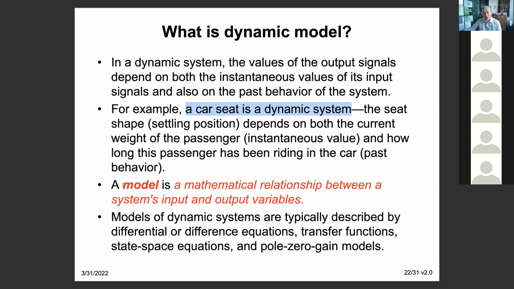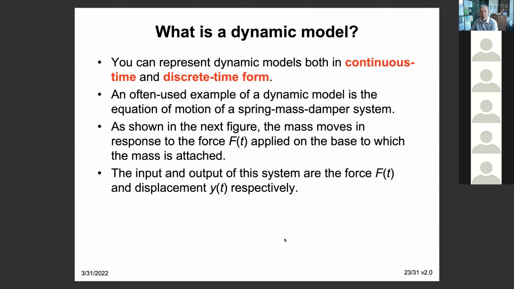Some authors of the book define a model as a mathematical relationship between the system input and system output. It can be described by differential equations in continuous form, or difference equations in digital or discrete form, transfer function, state space, and pole-zero-gain models. So it can be in continuous or discrete time.